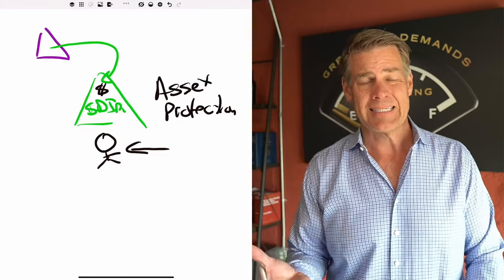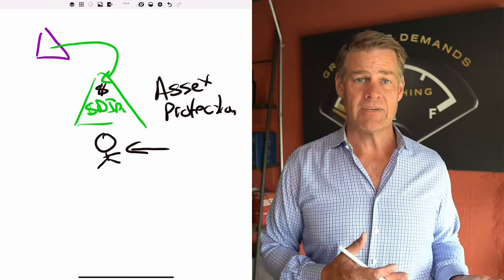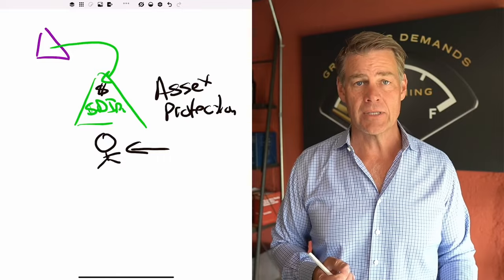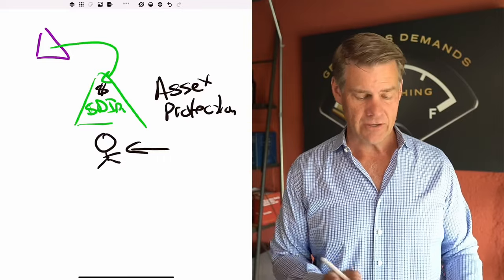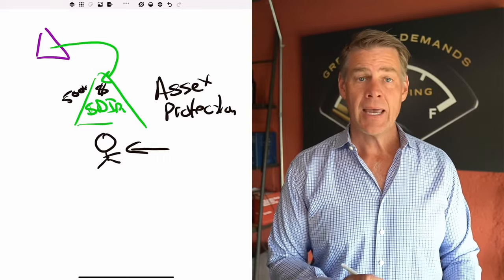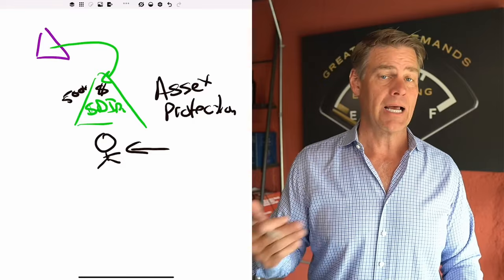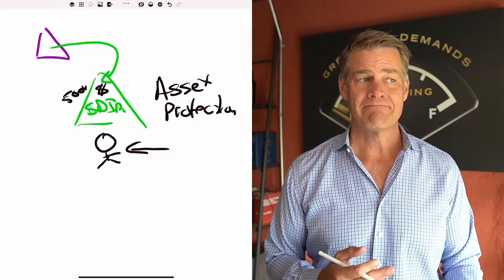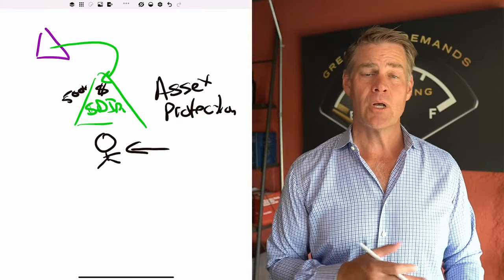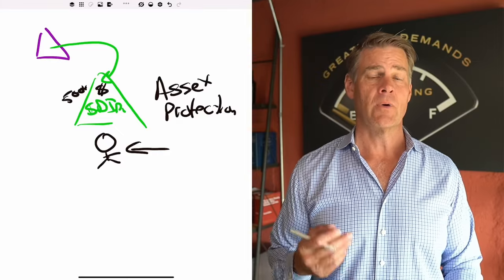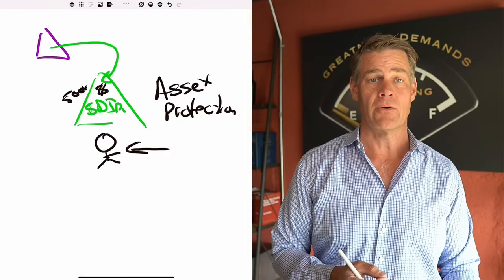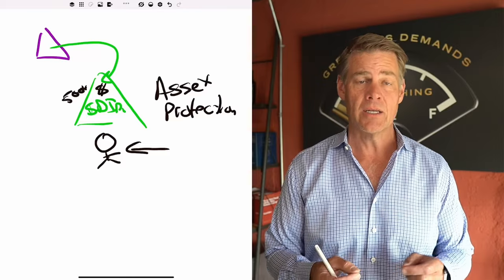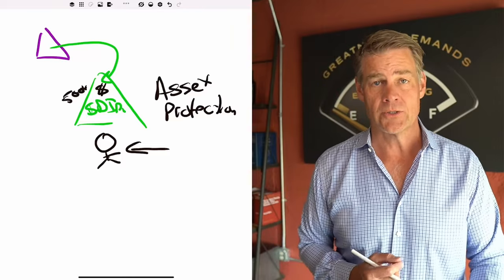So for example, take Texas. If I was a resident of Texas and I set up a self-directed IRA there and I had $500,000 inside of my IRA and I was involved in a car accident and I was sued, my creditor could not get after my IRA. Now, if I was in California, that's up to the California courts to decide whether or not they'll allow the creditor to take your IRA. So it does depend on where you're living when the lawsuit occurs.